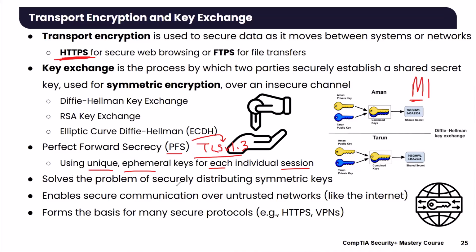All right, so we're solving the problem of key distribution for symmetrical keys as a part of the key exchange, the Diffie-Hellman. And we're enabling secure communication over untrusted networks, obviously. That's what HTTPS is used for, so that we can communicate over the internet securely. And then the HTTPS, the transport encryption, forms the basic encryption for many protocols, a lot of them, all of them.